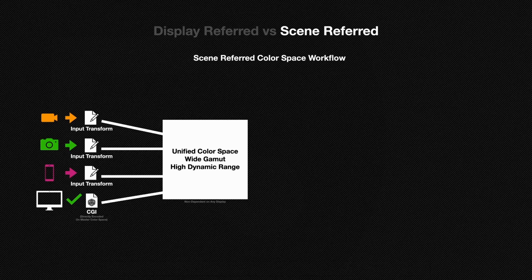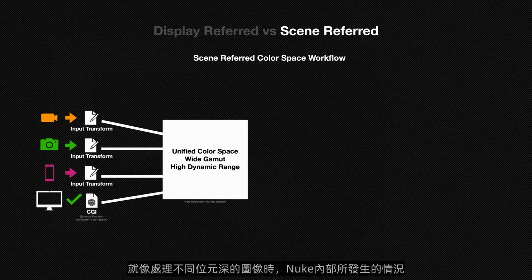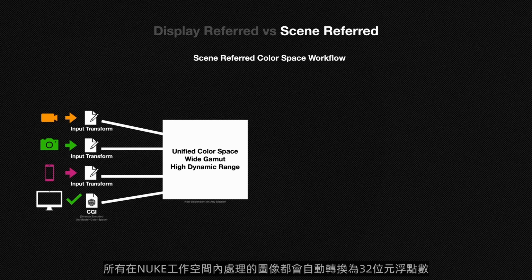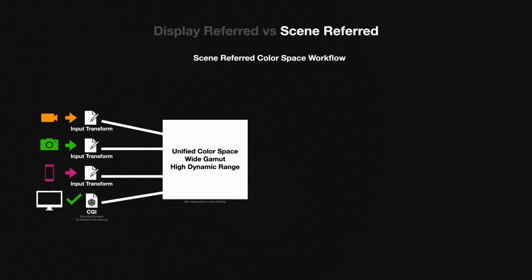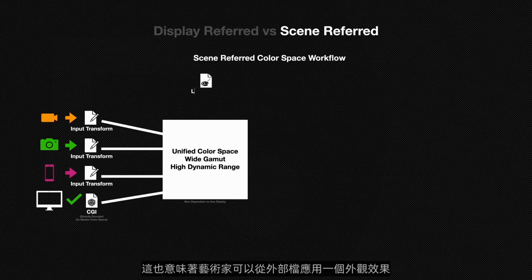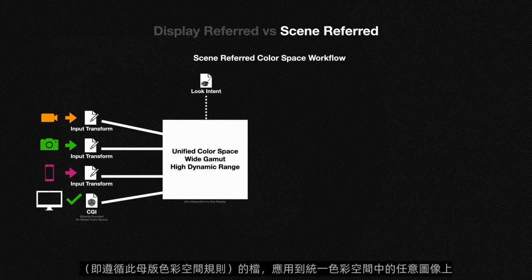No special rules. Like what happens inside Nuke when you work with images with different bit depths. All images handled within Nuke workspace are automatically converted into 32-bit floating point, regardless of its original source bit depth, so you can mix them without needing to align their bit depths. Which means the artist could apply a look from an external file that obeys the rules of this master color space to any image in the unified color space.